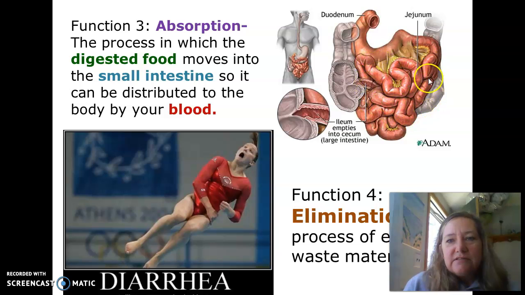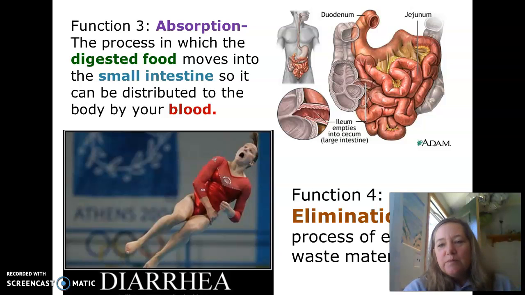Over here, this is the small intestine. That's where the food is actually absorbed. The nutrients are taken out of the food, and the red blood cells come along and get those nutrients, bring them to the rest of the body. And then 4 is elimination, the process of excreting the waste materials.